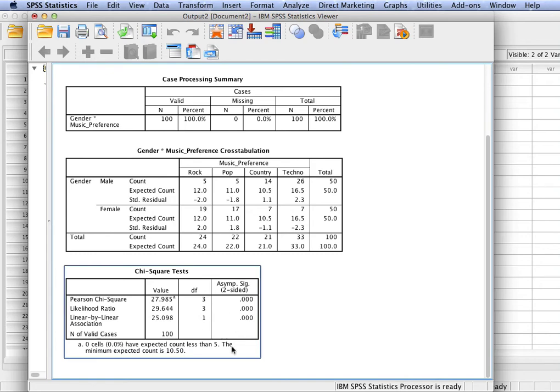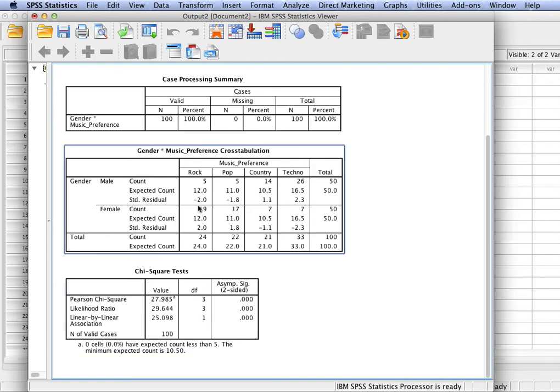Now that we know we have a significant test, we can look a little bit closer at the standardized residuals. What we can conclude is that for rock, there was an unexpected difference for males and females. It looks like the males were on the low end, so they only had 5, whereas we expect them to have 12, and that's significantly different. And the females were on the high end. They had 19, and they should have been around 12. The rest of the relationships here are the same.